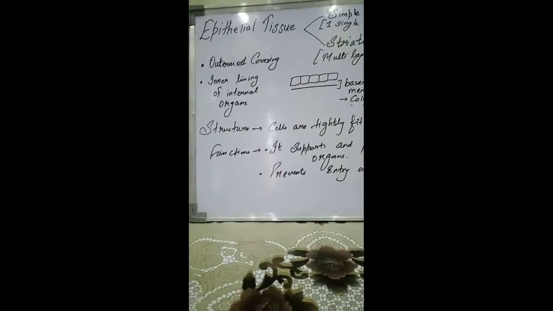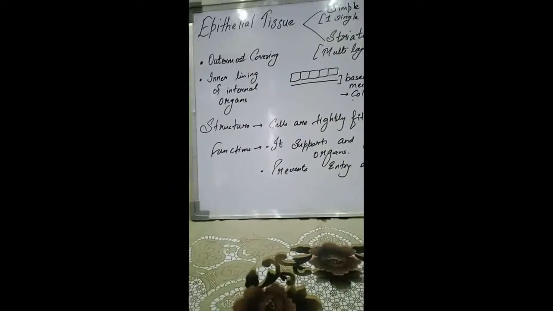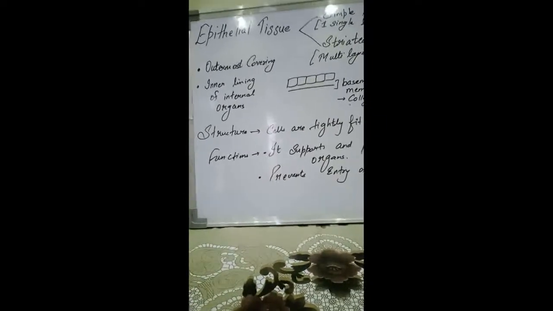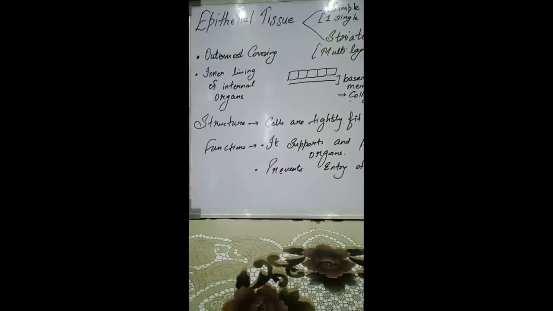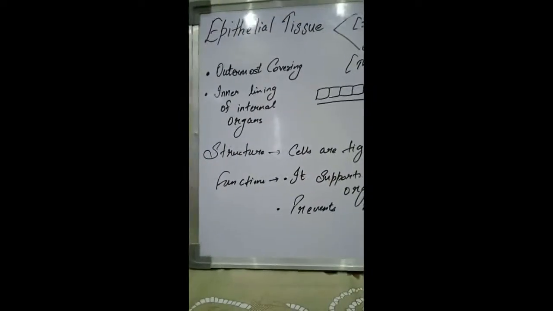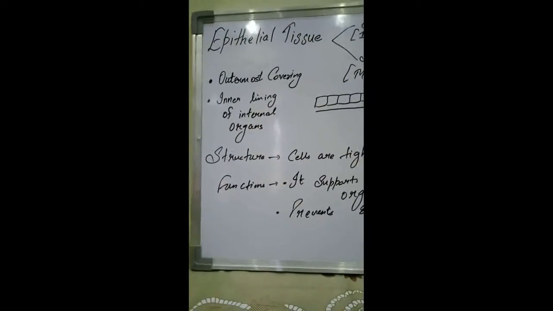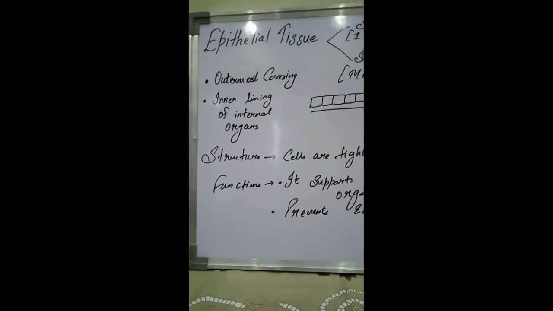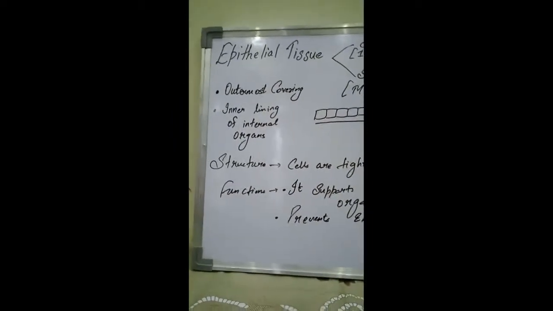Now we will discuss in detail what epithelial tissues are. We have discussed in brief. Epithelial tissue is present in the inner lining of the internal organs and almost all the outermost coverings, because they are needed for the exchange and for the protection of our organs.